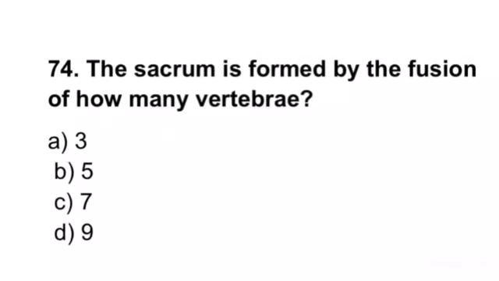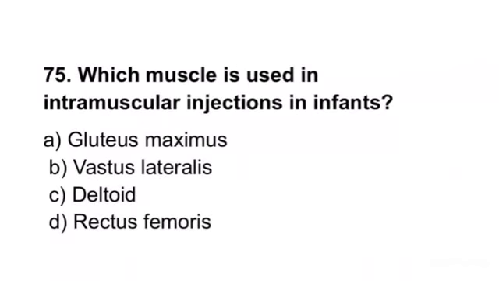74. The sacrum is formed by the fusion of how many vertebrae? A. 3. B. 5. C. 7. D. 9. Answer, B. 5.